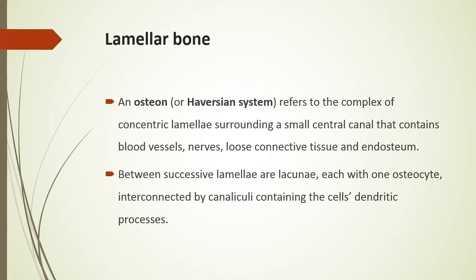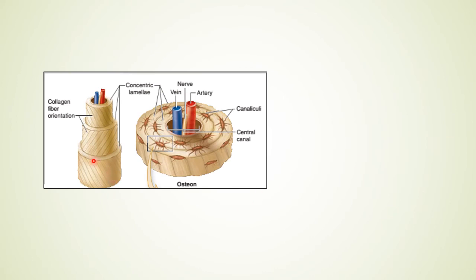So let's see how it looks in this diagram. This is a section in bone, and in transverse section we will see the osteon, which is composed of concentric lamellae that surround the central canal. The central canal contains blood vessels, vein, artery, and nerve. It also contains the endosteum, which contains osteoprogenitor cells and osteoblasts.